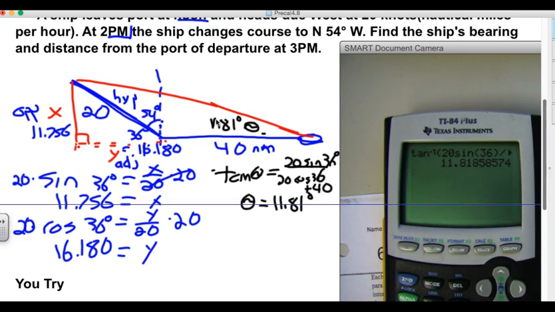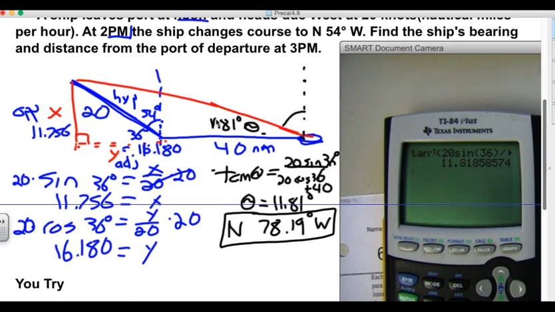So then our bearing, okay, remember bearing starts north. So north, and then however far we have to go to get to that value. So we need to subtract 11.81 from 90. So our bearing is actually north, and then subtract 11.81 from 90, and you're going to get 78.19 degrees west. All right, so there's our bearing. That's the first answer. All right, now we can use this value, 11.81, along with 11.756 to find our distance that we are from where we started.